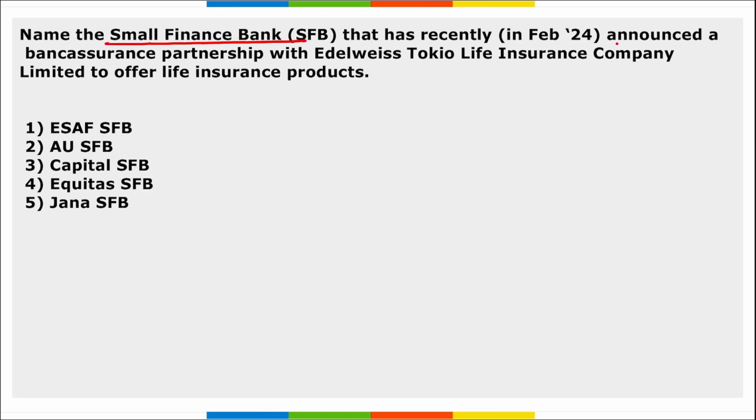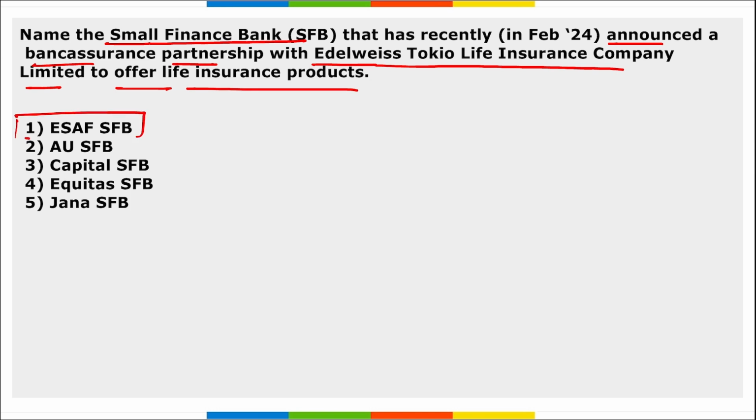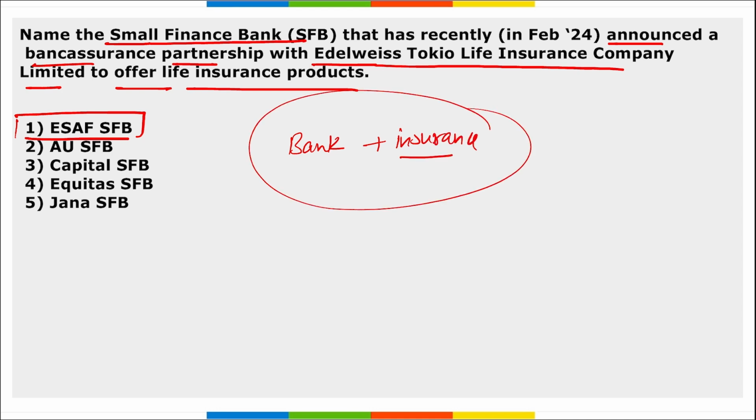Name the small finance bank that has recently announced a bancassurance partnership with LDV's Tokyo Life Insurance Company Limited to offer life insurance products. It is ESAF Small Finance Bank. What is bancassurance? When a bank and an insurance company come together, right? Here the insurance company sells their insurance product to the customers of the bank. Correct? The insurance company here is LDV's Tokyo Life Insurance Company, and the bank here is ESAF Small Finance Bank.